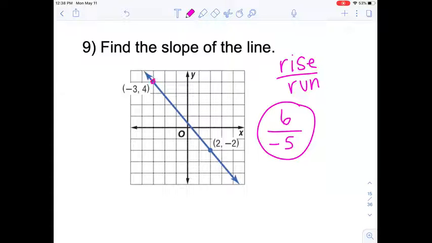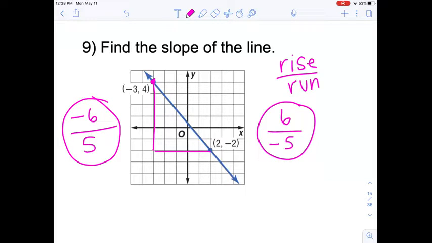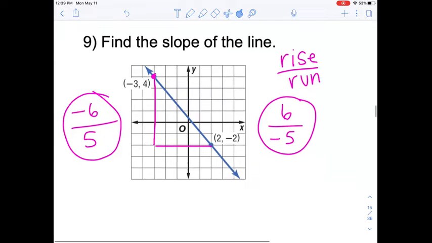You could also get the same answer by doing it the opposite way. If you start with the top point, your rise is how far up or down you have to go. So in this case, we're going down 1, 2, 3, 4, 5, 6. So that's negative 6. And we're going to the right 1, 2, 3, 4, 5. Since we're going to the right, it's positive 5. Negative 6 over positive 5.